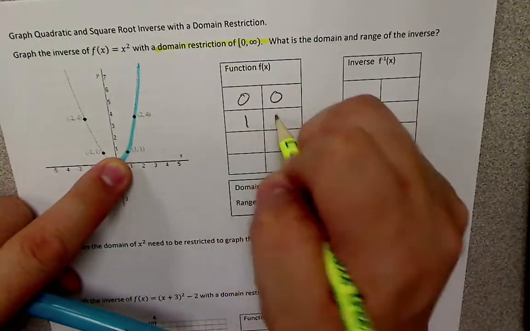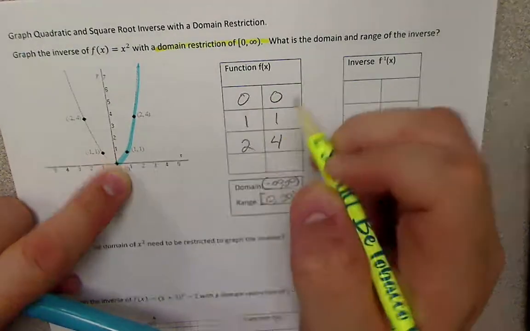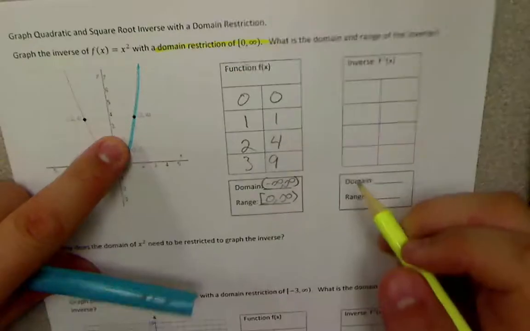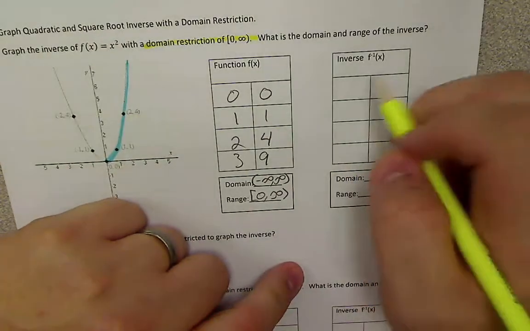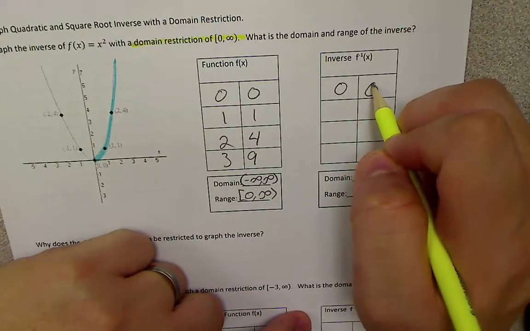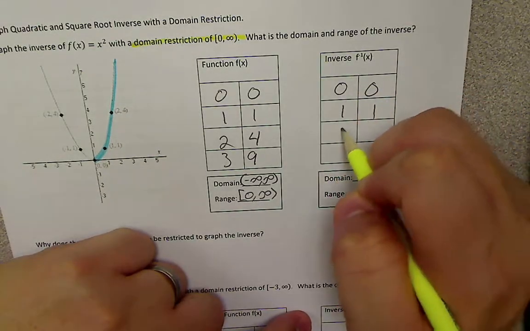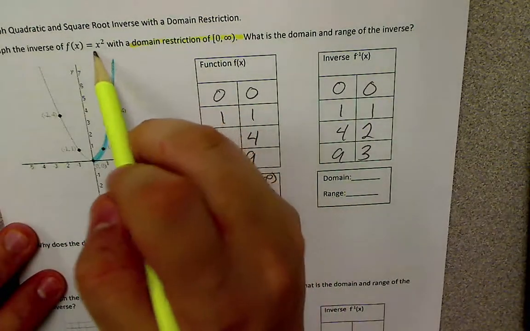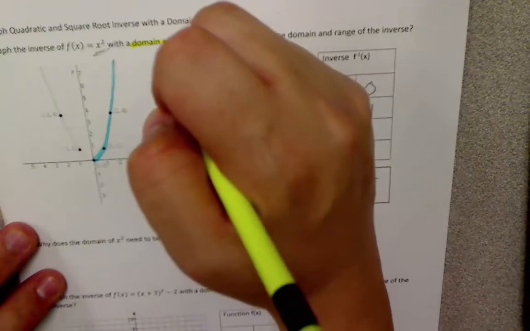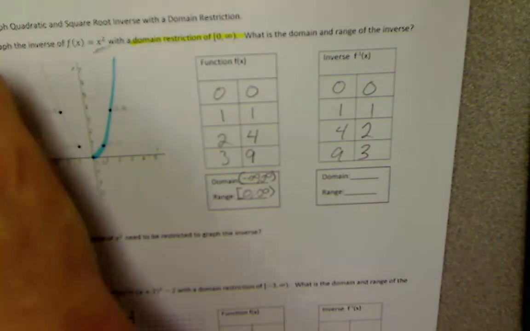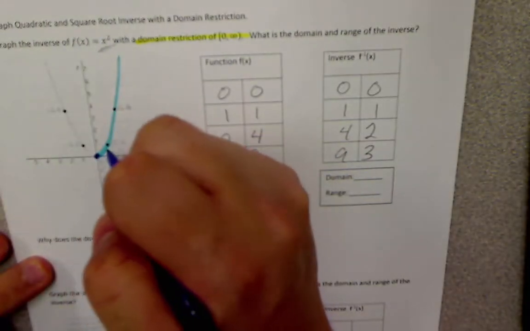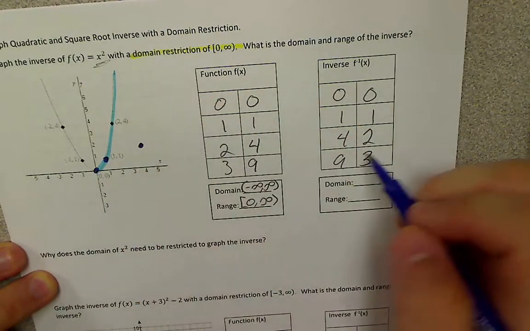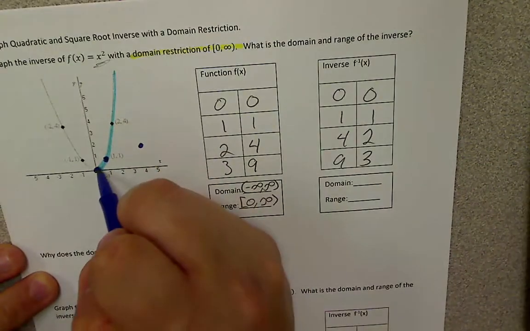So 0, 0, 1, 1, 2, 4. And then the other one would be 3, 9, in case you really want to have it. So if I do the inverse side of this, 0, 0, 1, 1, 4, 2, 9, 3. The reason being is because the inverse of x squared is the square root of x. And so when I graph it, 0, 0, 1, 1, 4, 2, 9, 3, it looks something like this.